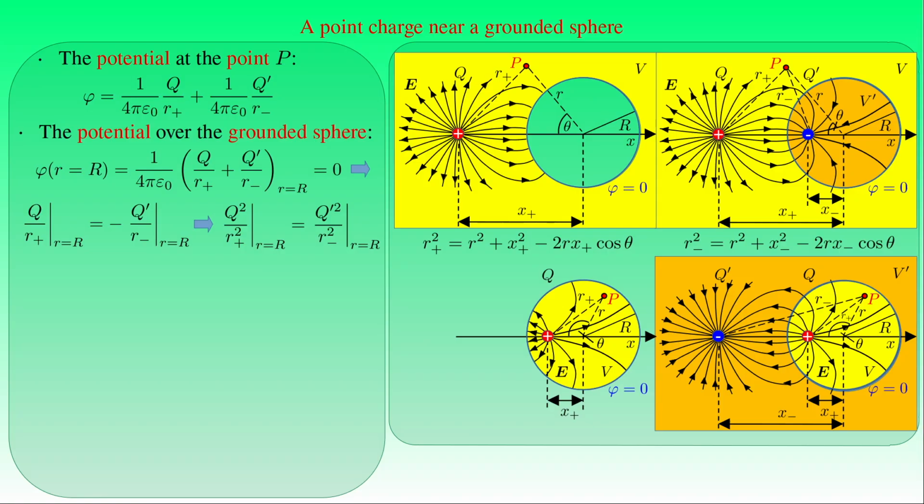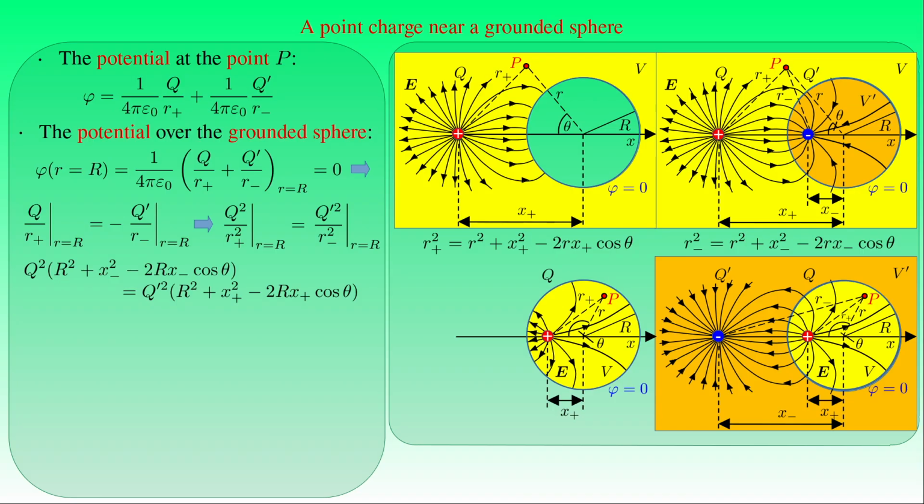By substituting the expressions obtained for the distances R sub plus and R sub minus into the condition, we can write the equation stating that q squared times the quantity of capital R squared plus x sub minus squared minus 2 times capital R times x sub minus times cosine theta, is equal to q' squared times the quantity of capital R squared plus x sub plus squared minus 2 times capital R times x sub plus times cosine theta.